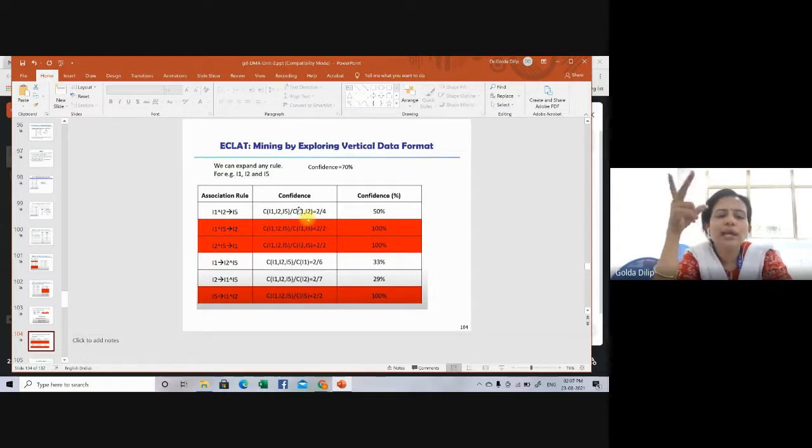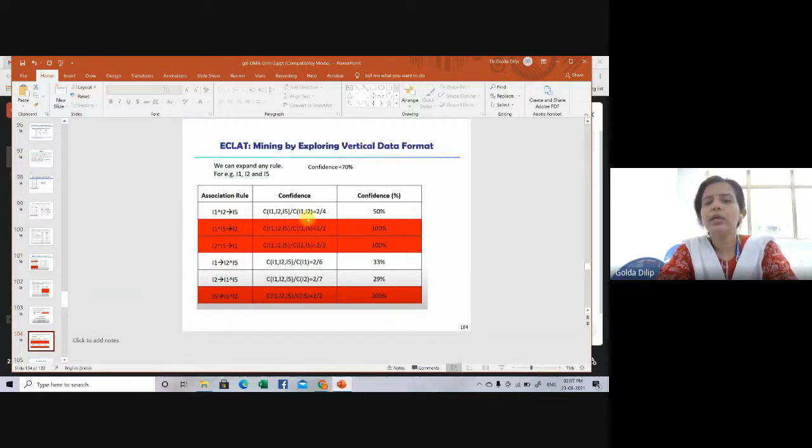So if a rule satisfies both your minimum support count and minimum confidence, then we call it a strong rule. For us in the question, it is given that the confidence is 70%. Now when I calculate the confidence, the second rule, the third rule, and the sixth rule have a confidence of 100%. The remaining rules are not satisfying the minimum confidence criteria. Minimum confidence criteria is 70.